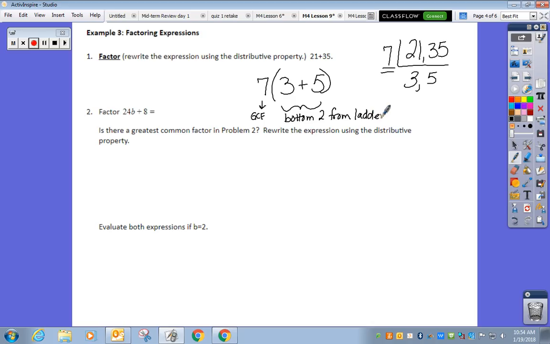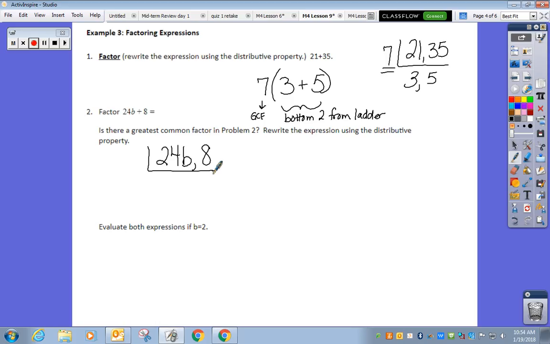So that's how we factored some problems before, and this is where it's coming back into play now. Looking at number 2, it's asking us to factor 24b plus 8. So it's asking us to do the same thing we did in number 1, but now it's including a variable. So I'm going to write this as 24b and 8, and I'm going to do my ladder method.